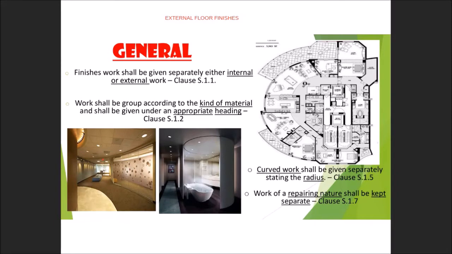For internal floor finishes, we have one set of taking off list. So this is considered as one set. Another one is considered another set. When you prepare the taking off list, you cannot combine according to material. You have to first combine according to the location as stated under S.1.1. Outside is considered one category. Internal is considered one category, even though they have similar specification.